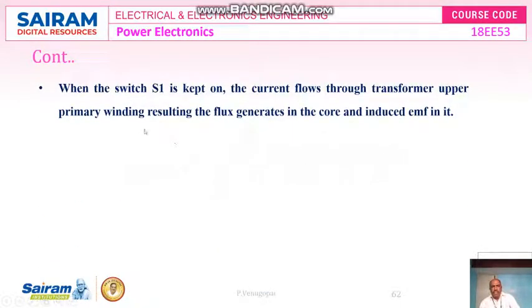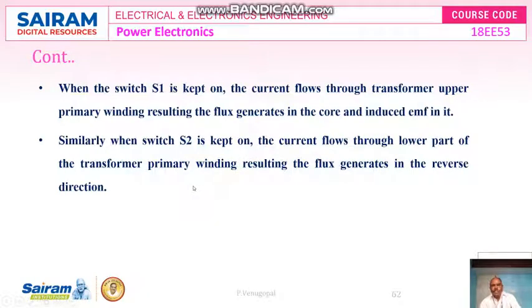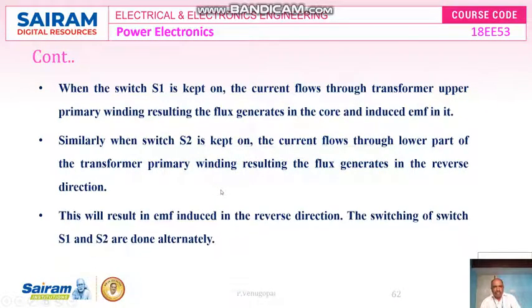If the switch S1 is on, current flows to the transformer upper primary winding, resulting in flux generated in the core and EMF induced in it. Similarly, when switch S2 is kept on, the current flows through the transformer lower primary winding, resulting in flux generated in the core and EMF induced in the reverse direction. Switching of S1 and S2 is done alternately.